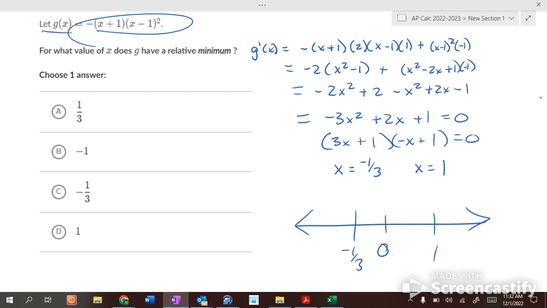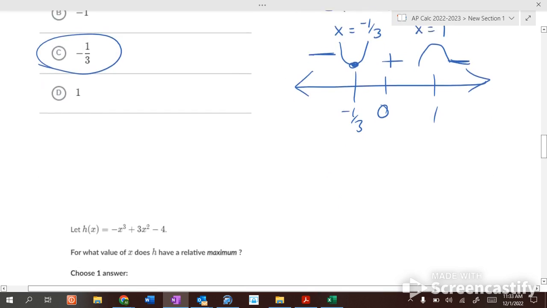So if we check out 0 in the first derivative here, we get a positive number times a positive number, so it's positive right here. If we check out a 3, we get a positive times a negative, which is a negative. If we check out a -10, we get a negative times a positive, which is a negative. So it's going from a negative slope to a positive slope here, and from a positive slope to a negative slope here. Relative minimum happens here at -1/3.